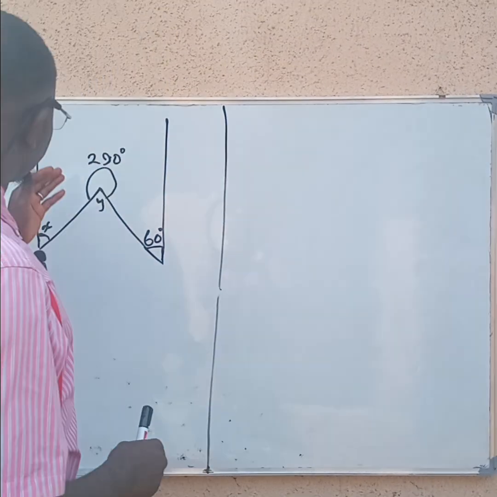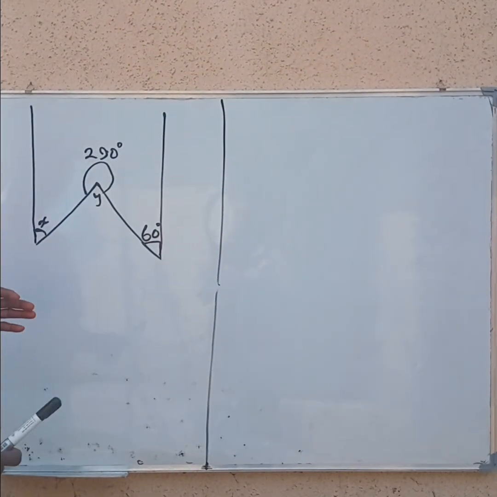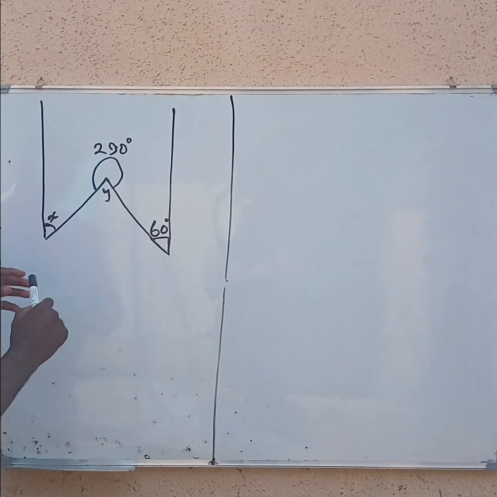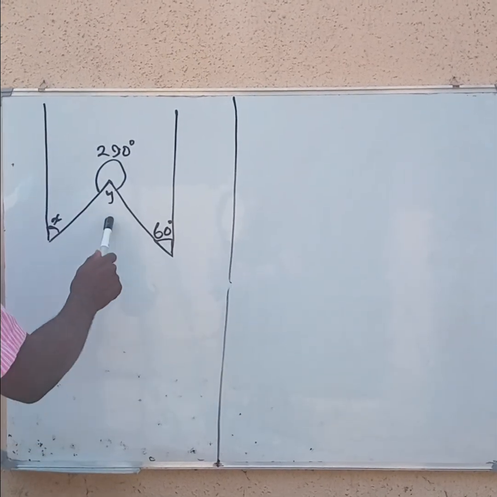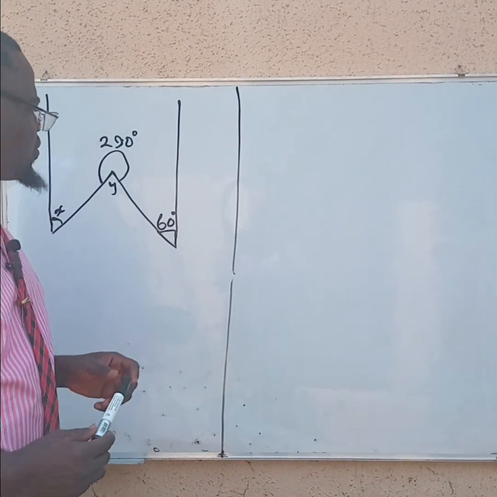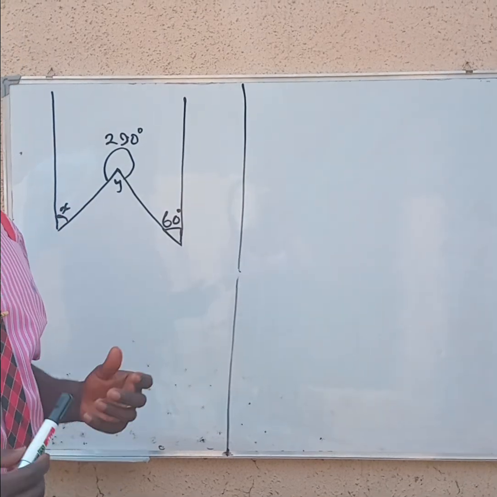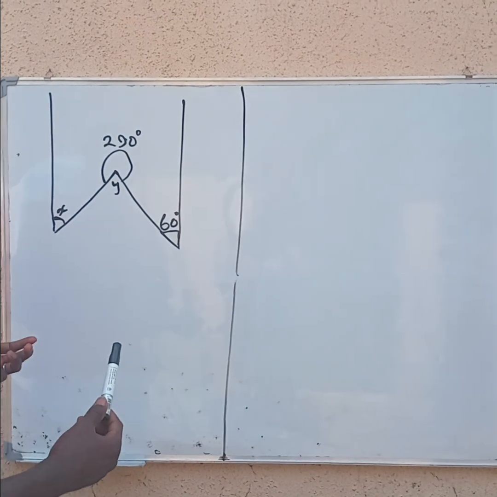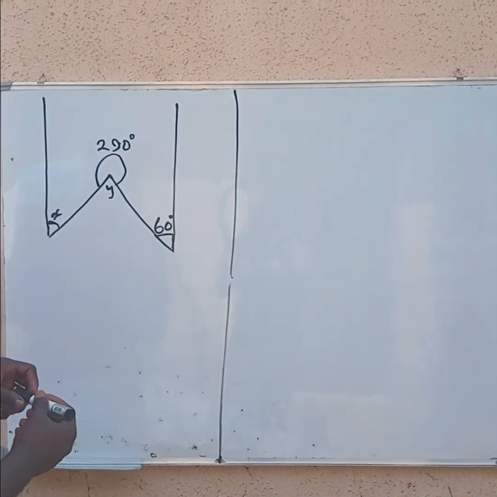Last time we discussed transversal lines. Now we have this question: calculate the angles indicated with letters Y and X. Before you do this, the number one thing you have to do is a reconstruction. Although you can still solve it another way, let's do it formally.